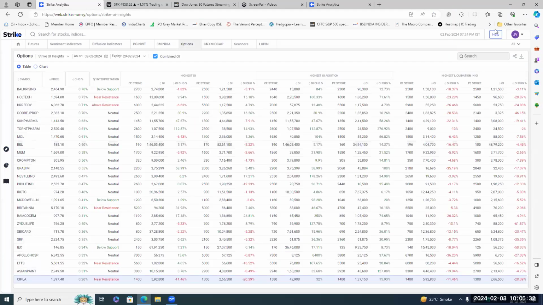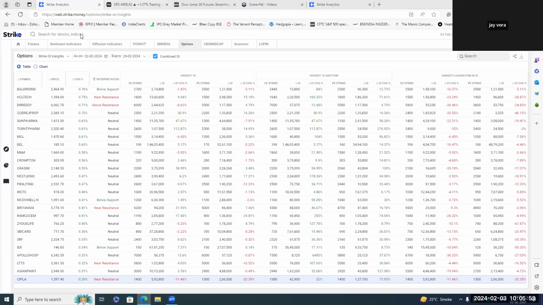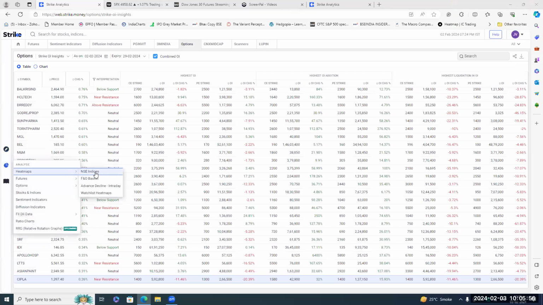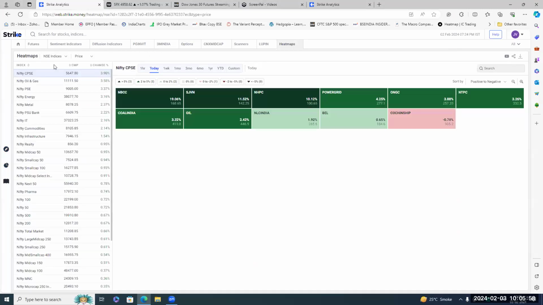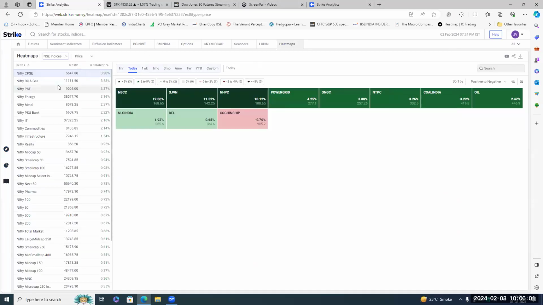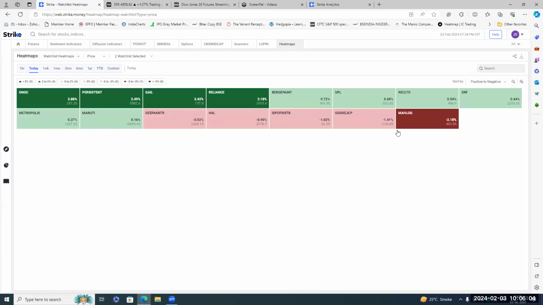Just before you start, in version 1.6, which you must have received a video on, we have brought in various features. Once you create a watch list, you can scan the heat maps through the watch list. If you can go to heat maps, Jay. So this is the watch list heat maps, where if you've created a watch list, you can check the heat maps through your watch list only. So this is one of the features.